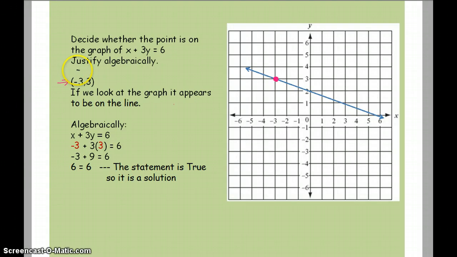So now, again, we're going to plug this in. Negative 3 is x, positive 3 is y. So I end up with negative 3 plus 3 times 3 is equal to 6. Negative 3 plus 9 gives me a positive 6. 6 is equal to 6, so this statement is true, and (-3, 3) is a solution.